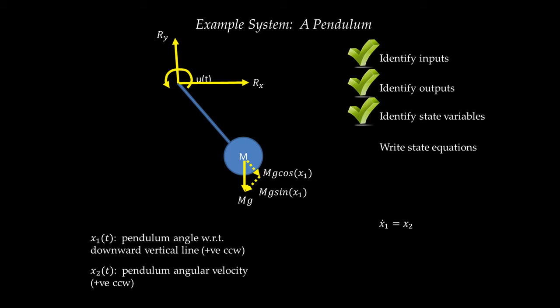I want to take the summation of moments around this hinge point, and I want to make that summation of moments equal to the inertia of the pendulum around that hinge point multiplied by angular acceleration. The inertia of the pendulum around the hinge point is just the mass of the pendulum multiplied by the length of the pendulum squared. So when I apply that, I find that the angular acceleration of the pendulum is equal to 1 over the inertia of the pendulum, which is ml squared, multiplied by the summation of moments around the hinge point.